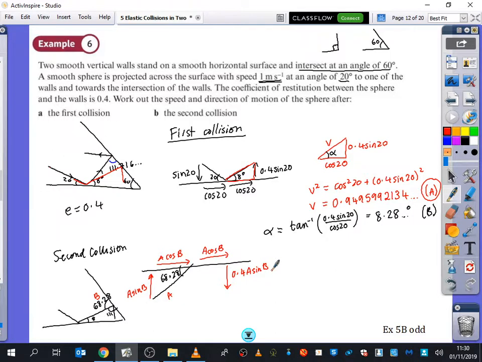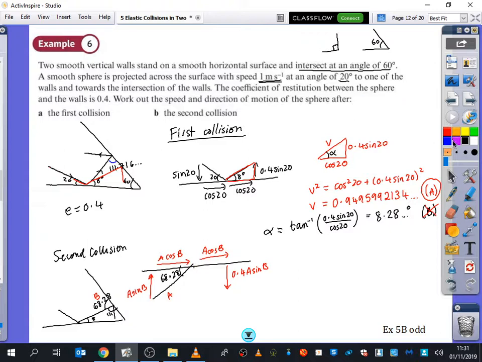Remembering that this is our value of B, and this is our value of A. We've changed this value of B now. So we're nearly there. We'll answer the question afterwards. We've gone all the way to the end. Work out the speed and direction of the motion of the sphere after the second collision.